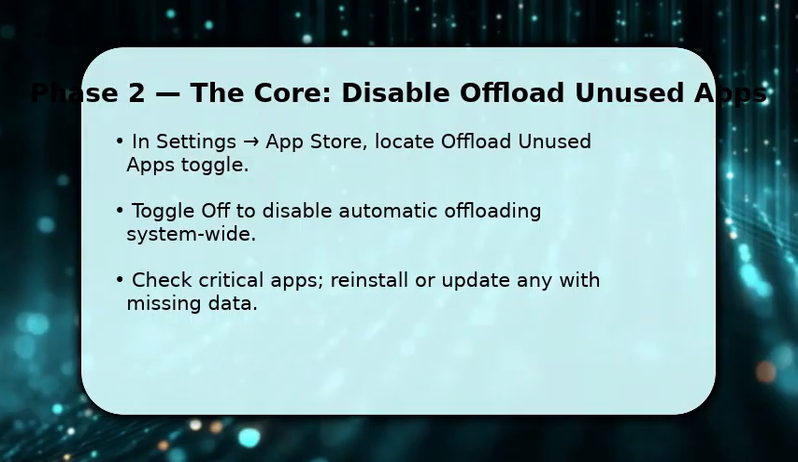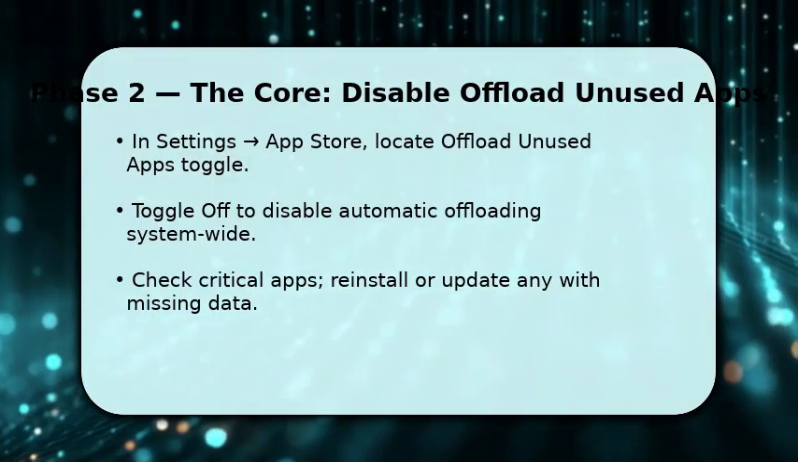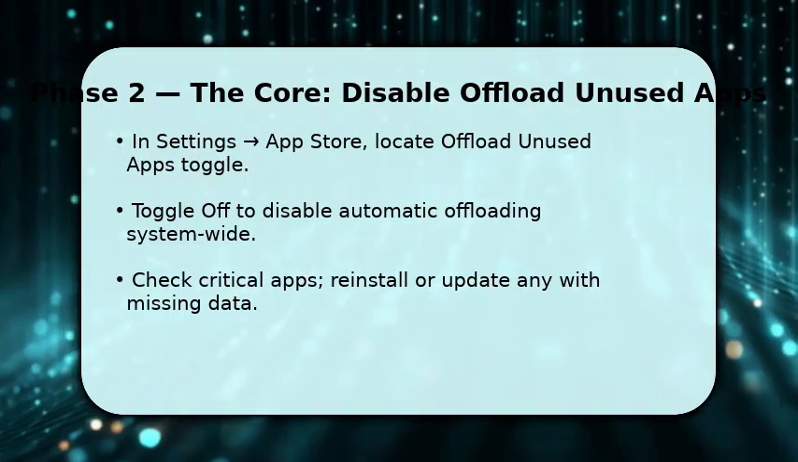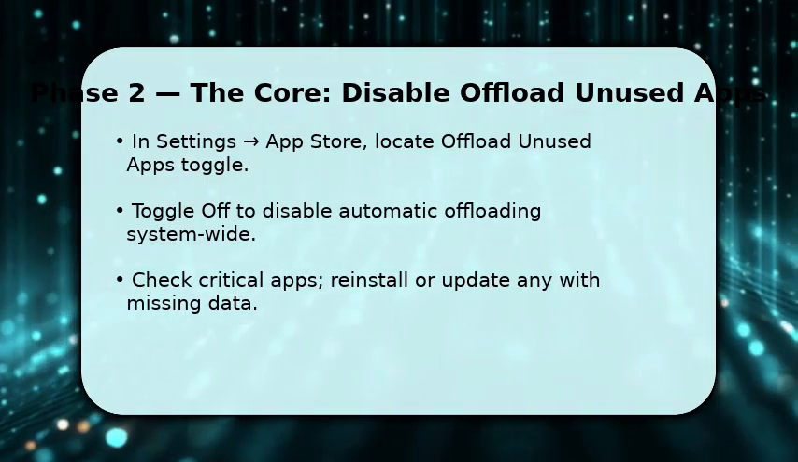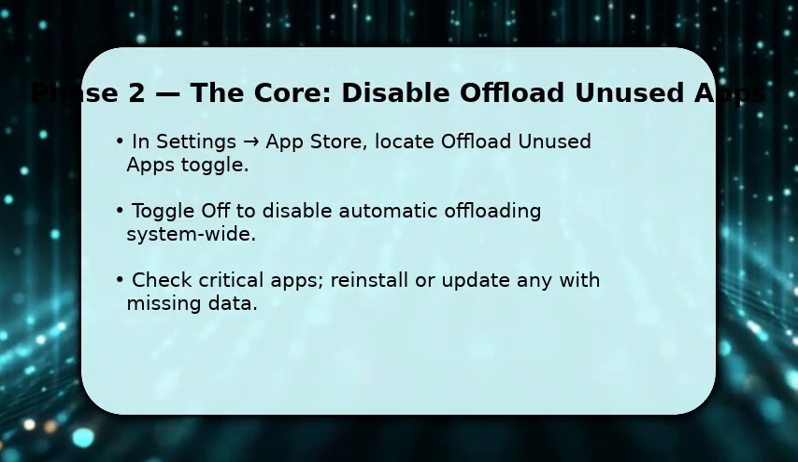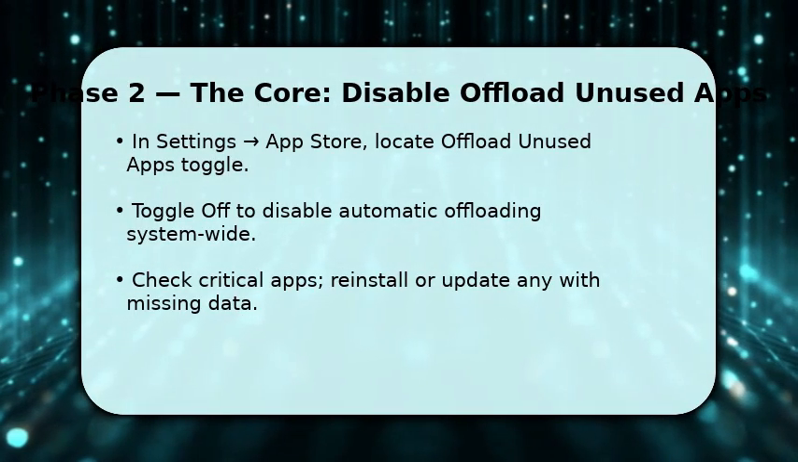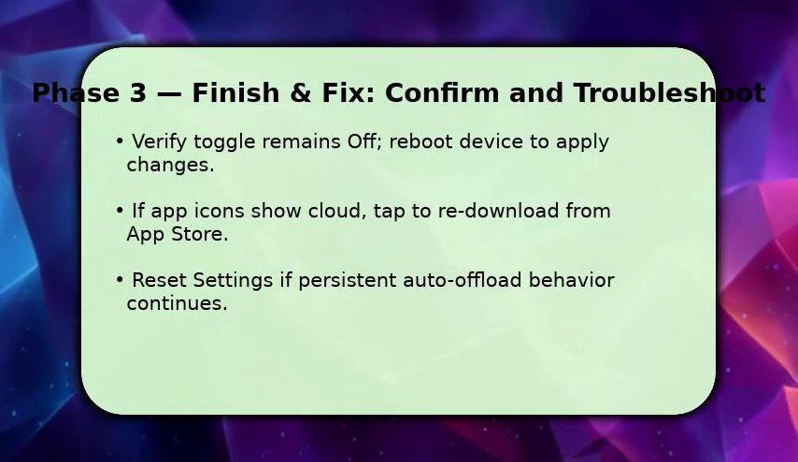Once off, return to iPhone Storage and review large apps. Manually offload or delete if you need space. This step ensures predictable app presence and avoids sudden redownloads when you need an app immediately. Finish by confirming the toggle stayed off and then reboot your device to solidify settings.